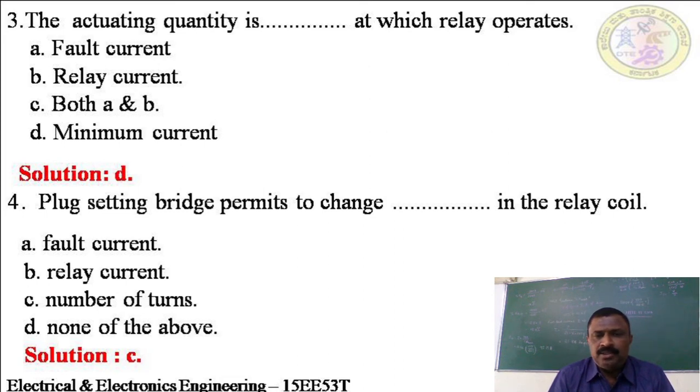Fourth, the plug setting bridge permits to change dash in the relay coil. A, fault current; B, relay current; C, number of turns; D, none of the above. The plug setting bridge, this is already discussed. It will change only the number of turns. So therefore the solution for this is number of turns. Hence the plug setting bridge permits to change the number of turns in the relay coil.